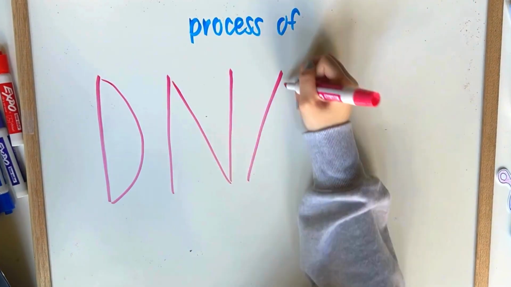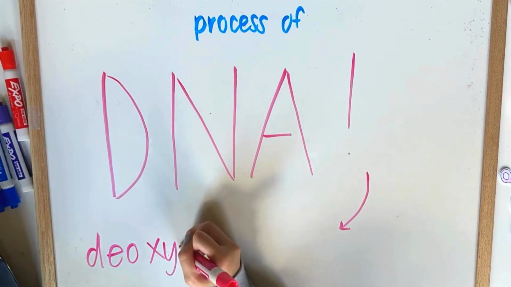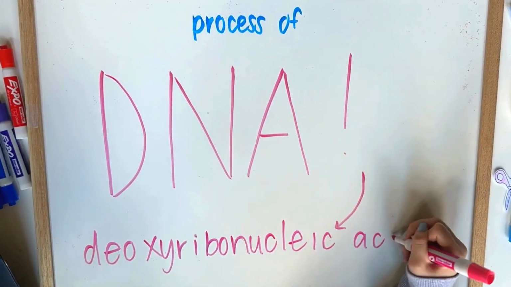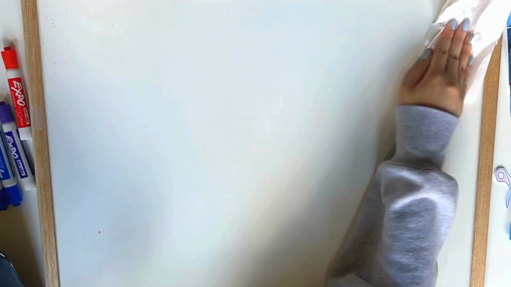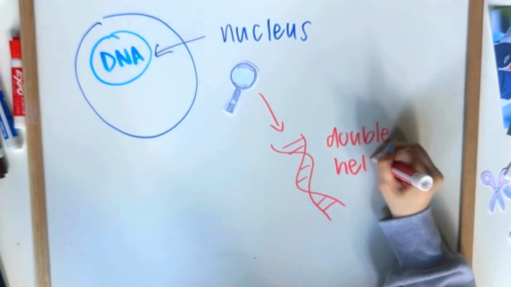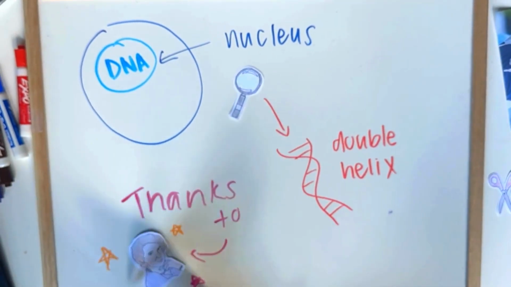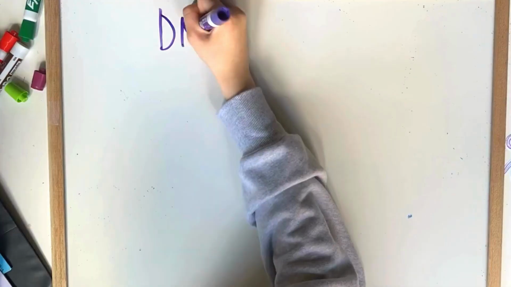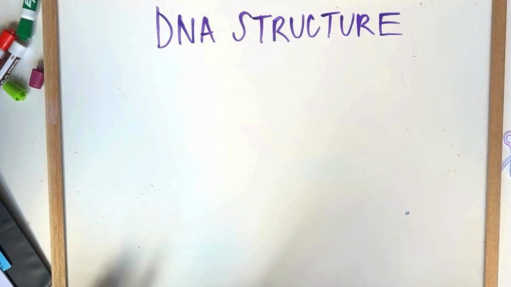DNA stands for deoxyribonucleic acid and is the main resource for all living organisms. DNA is found in the nucleus and is double-stranded. Think of it as a spiral staircase. As we take a closer look at our DNA, we can see it's a double helix structure, thanks to Rosalind Franklin. The DNA structure will only pair up with its complementary base pair.